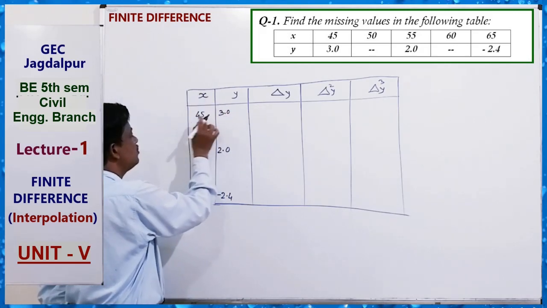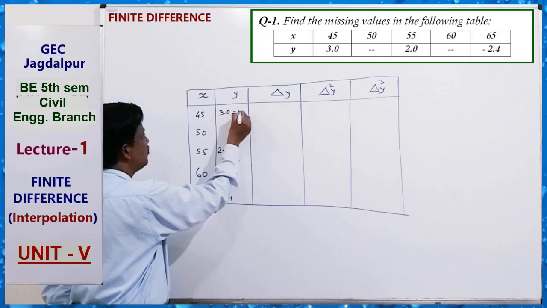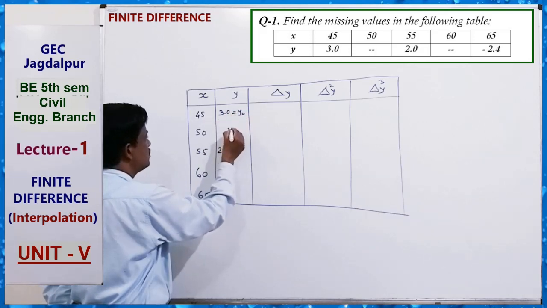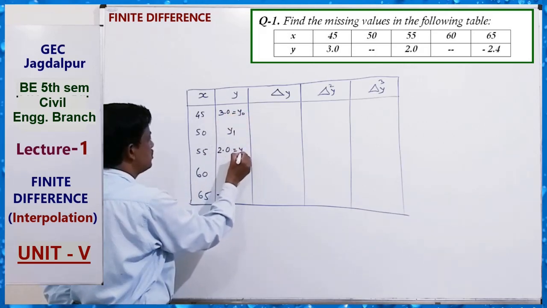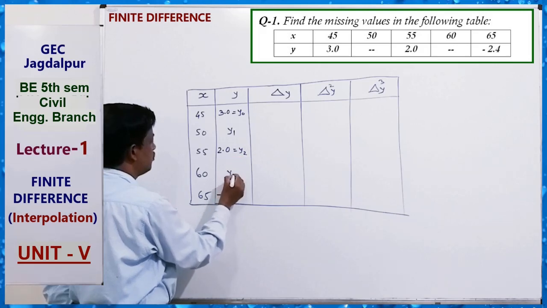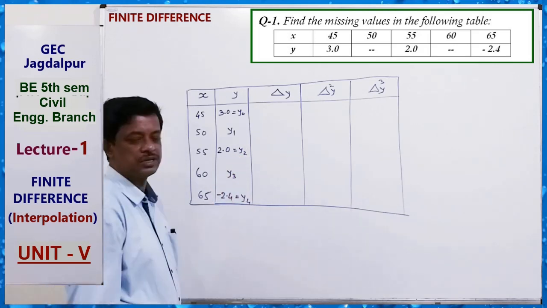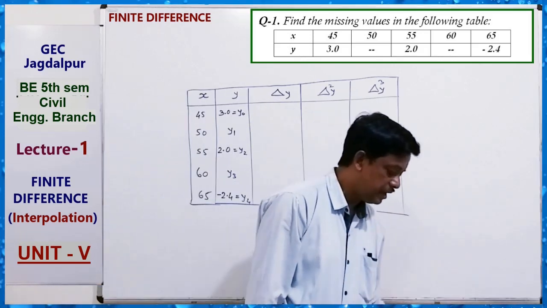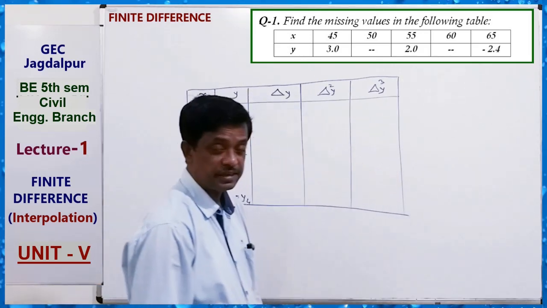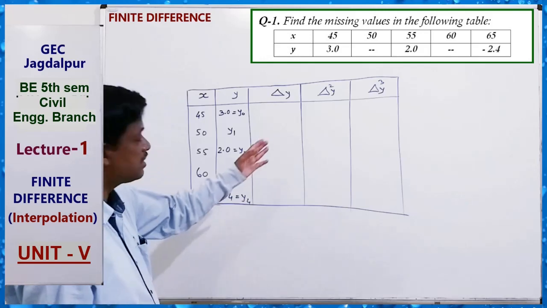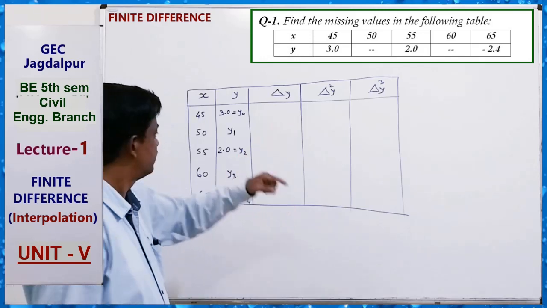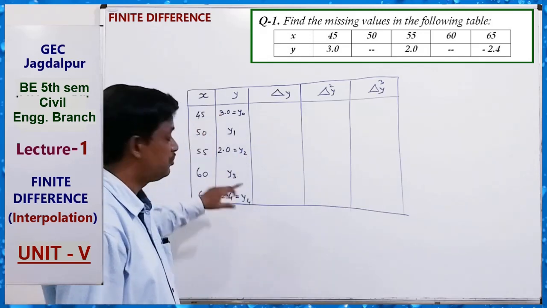From here, this is x0, then y0. This is y1, this is y2, this is y3, this is y4. This will be the notation. Okay. Here, how many entries are given? 1, 2, 3 entries are given.